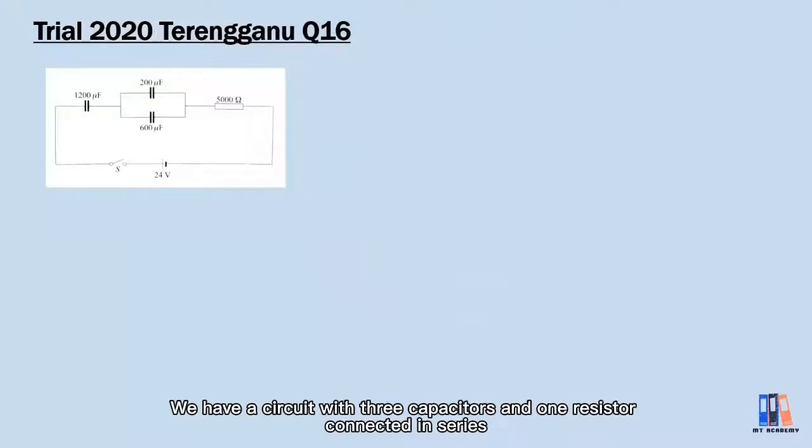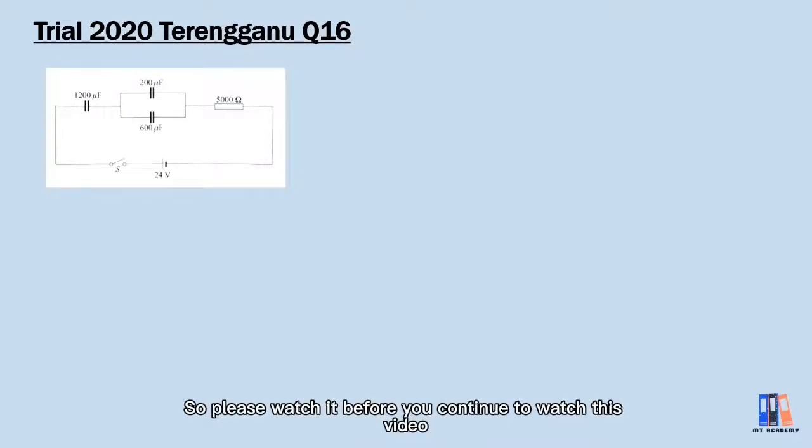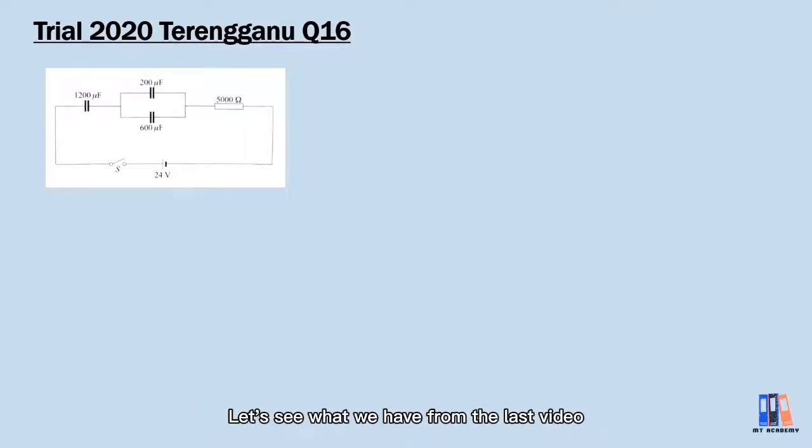We have a circuit with 3 capacitors and 1 resistor connected in series. I provided the solutions in my last video, so please watch it before you continue to watch this video. Let's see what we have from the last video.